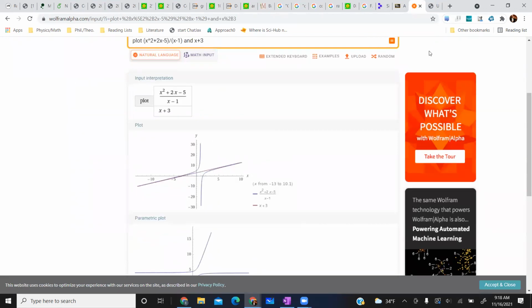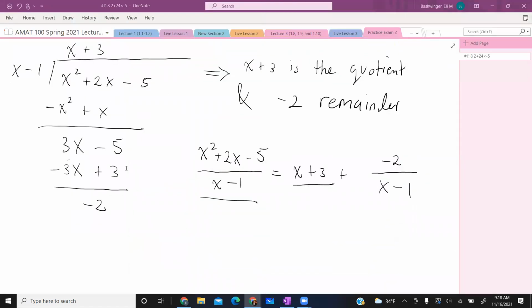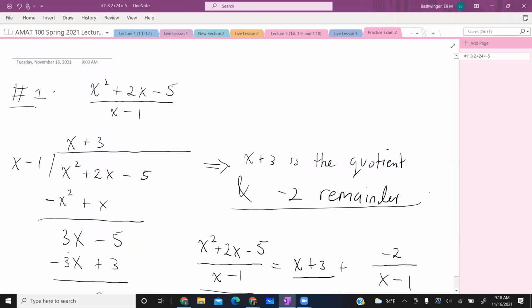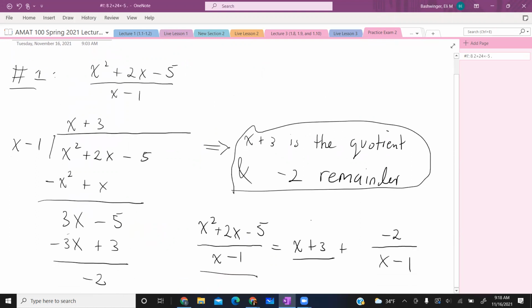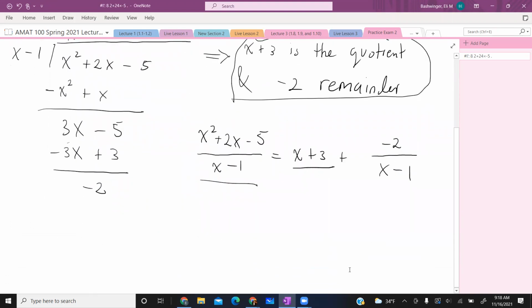Okay, so that's the first problem, but all we needed for the first problem is this part right here. This is all that we were required to find. So do the division algorithm, and then identify the quotient and the remainder, but also keep in mind what these calculations are for. Why do we care about these calculations? So that's the first problem.